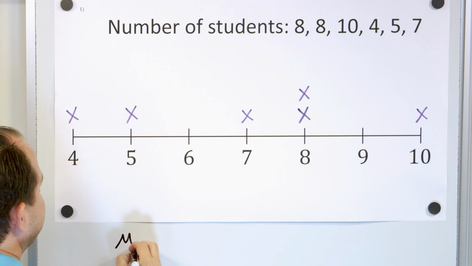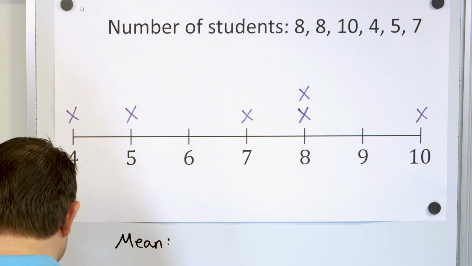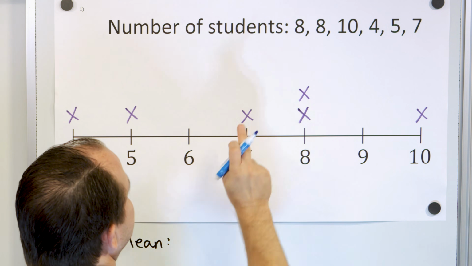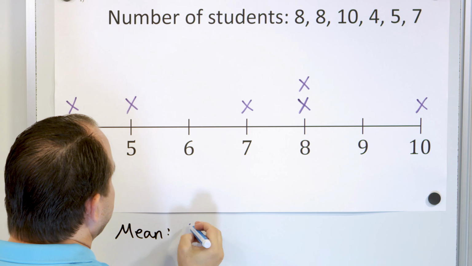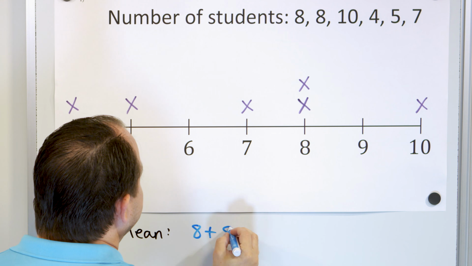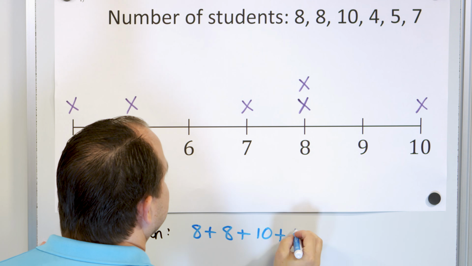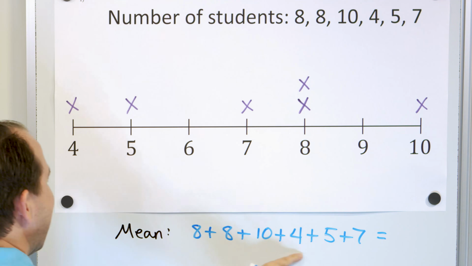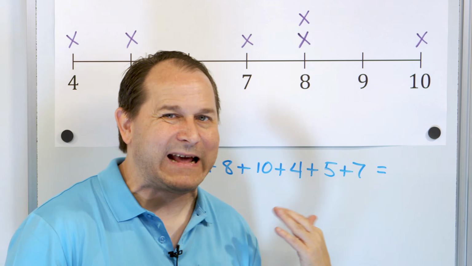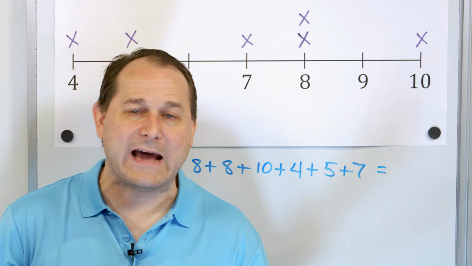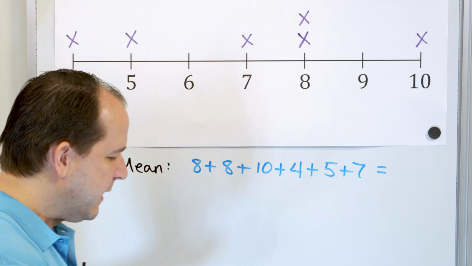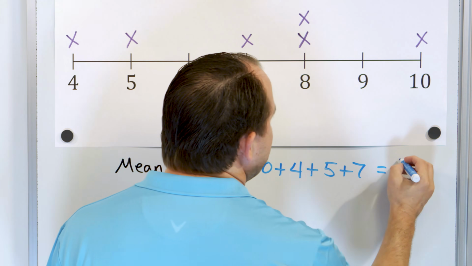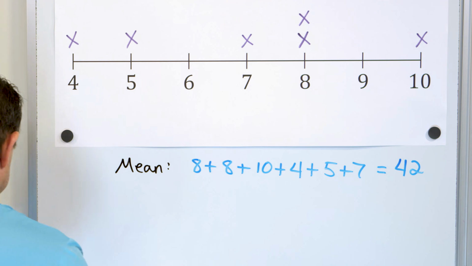So for the mean of this data set, what do we do? First, you add these together, and you divide by the number of data points. So we have to add these numbers together: 8 plus 8 plus 10 plus 4 plus 5 plus 7. By the way, I'm assuming you know how to add and divide, so either you can use a calculator or you can do column addition like we've learned in the past. When you add 8 plus 8 plus 10 plus 4 plus 5 plus 7, you're going to get 42.